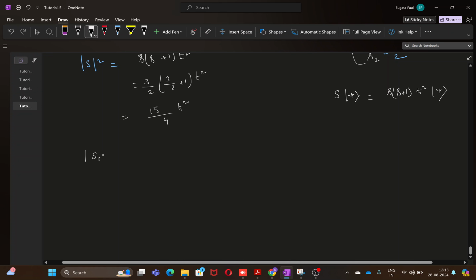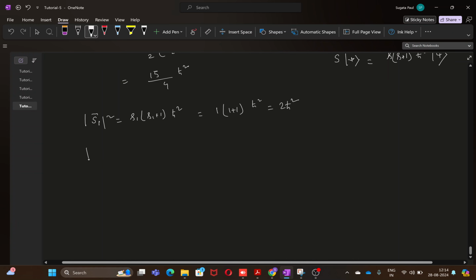Similarly, S1 squared whole mod is equal to S1 into S1 plus 1 h cut square. This is 1 into 1 plus 1 h cut square, which is equal to 2 h cut square. And S2 whole square is equal to S2 into S2 plus 1 h cut square, equal to half into half plus 1 h cut square. So this is 3 by 4 h cut square.